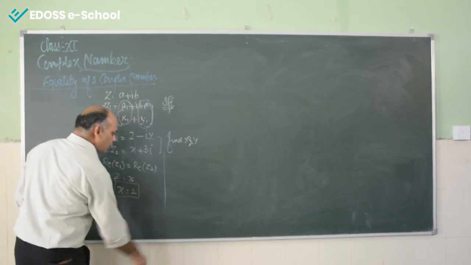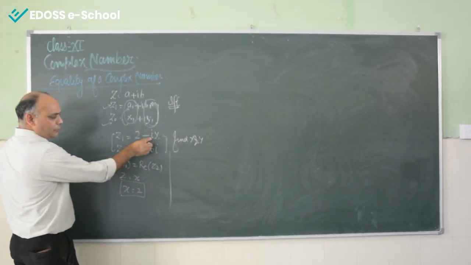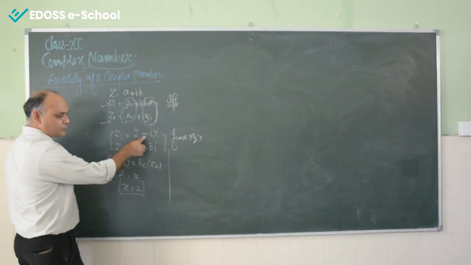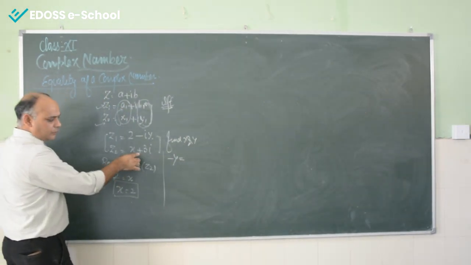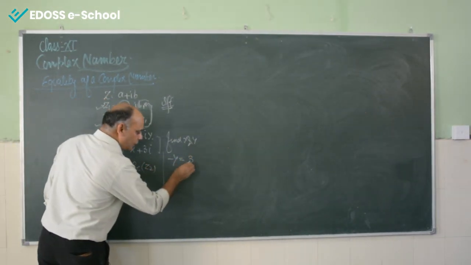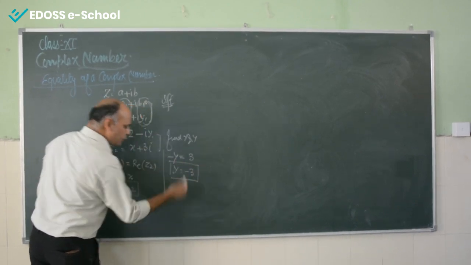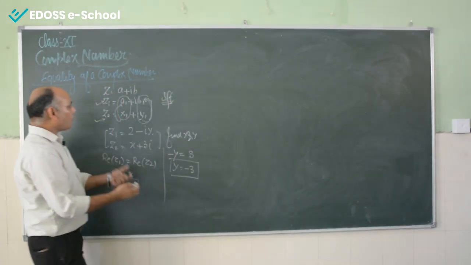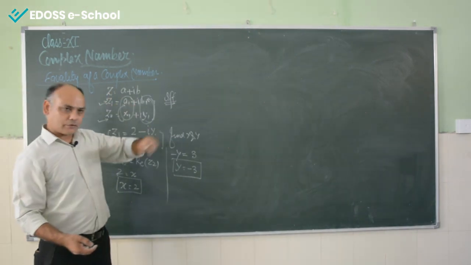X equals 2. Similarly, when you are comparing these two, here iota has the sign negative. That means this will be equal to minus y. Minus y will be equal to, here this is plus 3. Minus y equals 3, then y will be equal to minus 3. Then x equals 2 and y equals minus 3 are the solution for the equality of complex numbers.